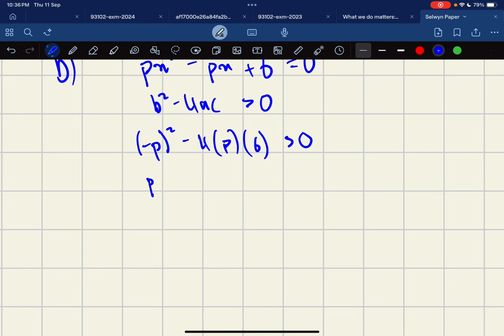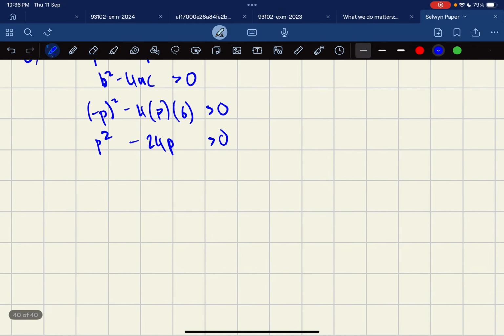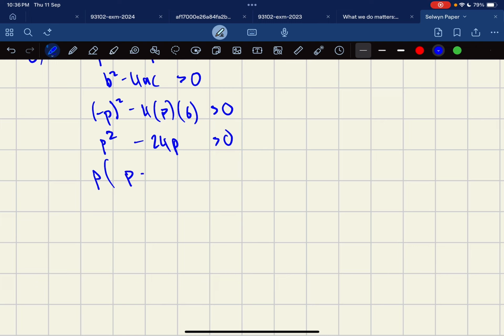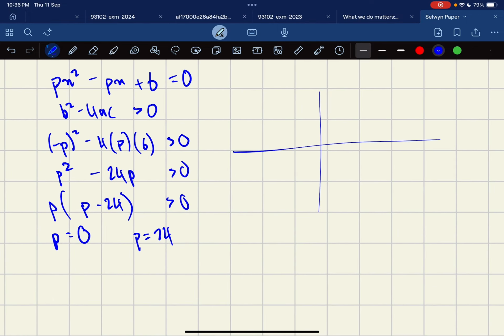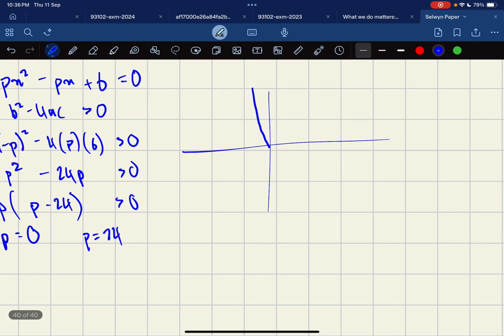So you get p squared minus 24p greater than 0. Can factorize out p here. You get p times (p minus 24) is greater than 0. So your solutions to this quadratic are p equals 0 and p equals 24. So then what does this look like graphically? Well, it looks like this, from 0 to 24.